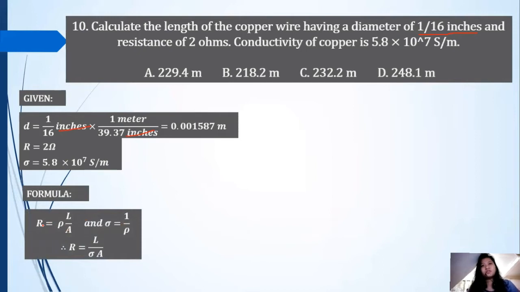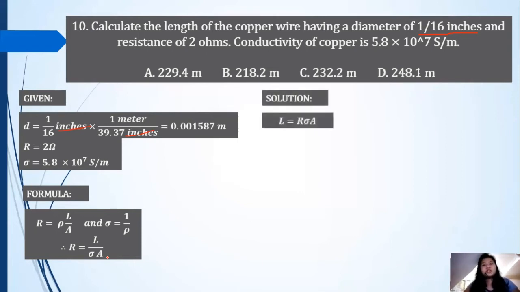So the formula for the resistance is R equals rho times length over area. Since our conductivity, sigma, is equivalent to 1 over rho, which is our resistivity, therefore our resistance is equal to length over sigma times the area. And we all know the formula for area, if we have the given diameter, is pi times diameter squared over 4. So we'll start to solve the problem.